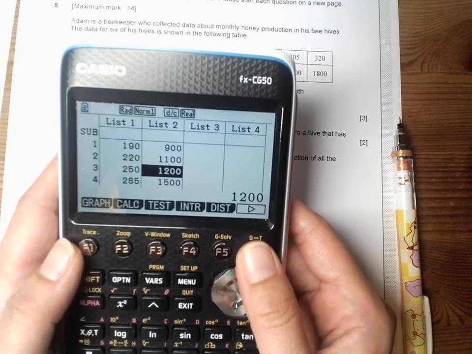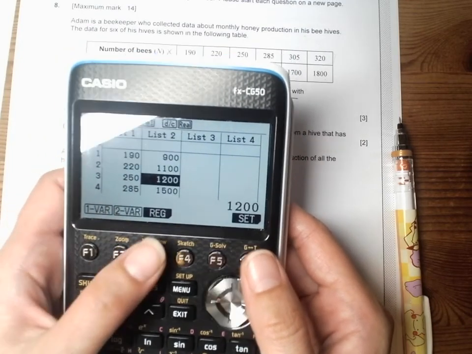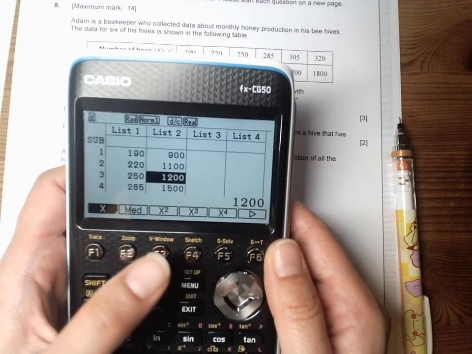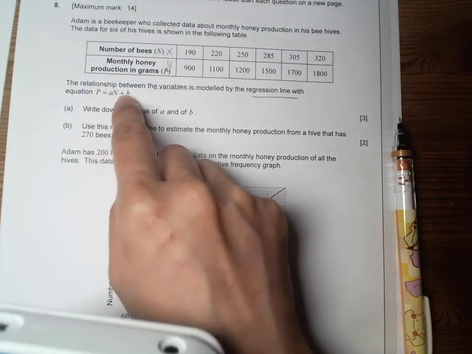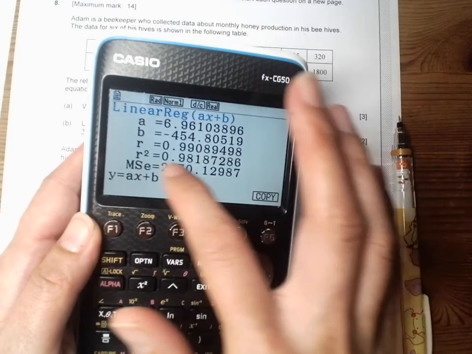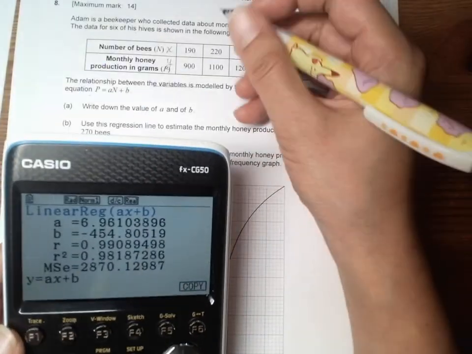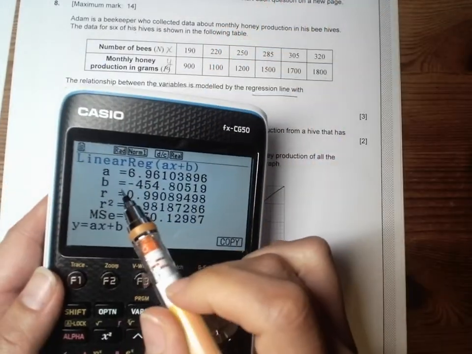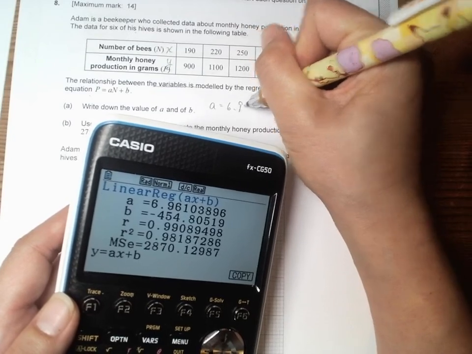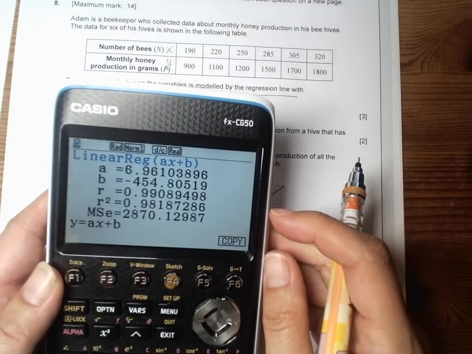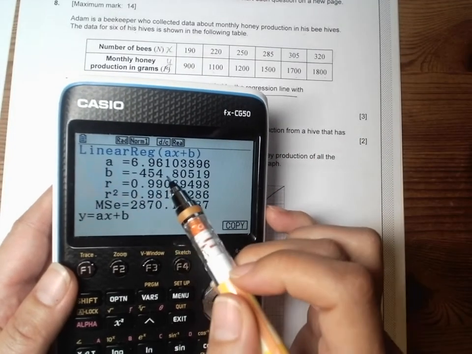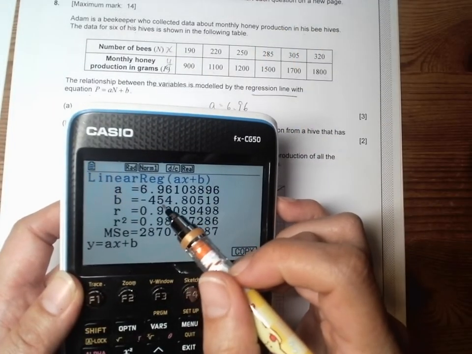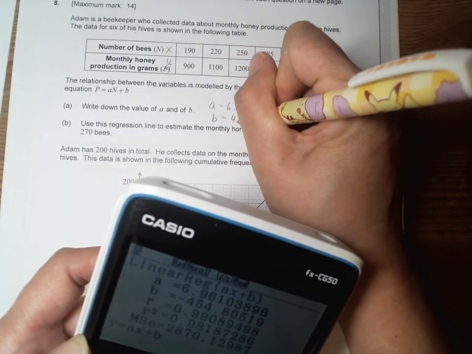So we go to calc, and then regression. After that, we go for X, aX plus b, because the question is asking for that. And then we have our equation, so A will be equal to 6.96 because of the regression, three significant figures. And B will be equal to, make sure you write down the negative and carry forward from there. So 455.